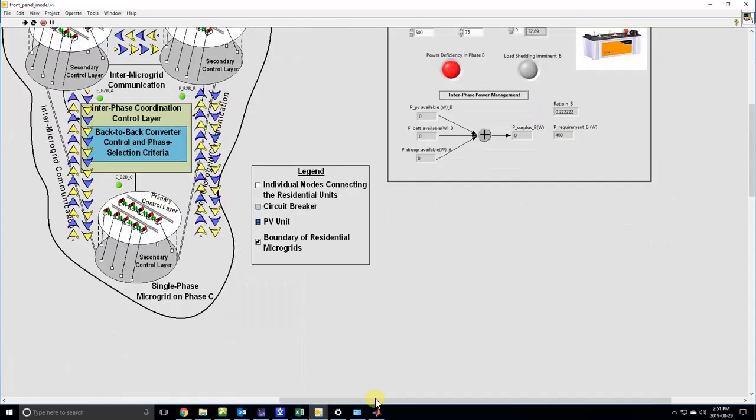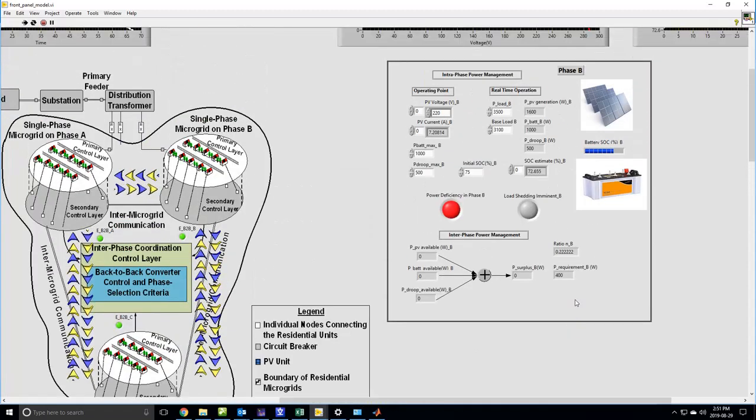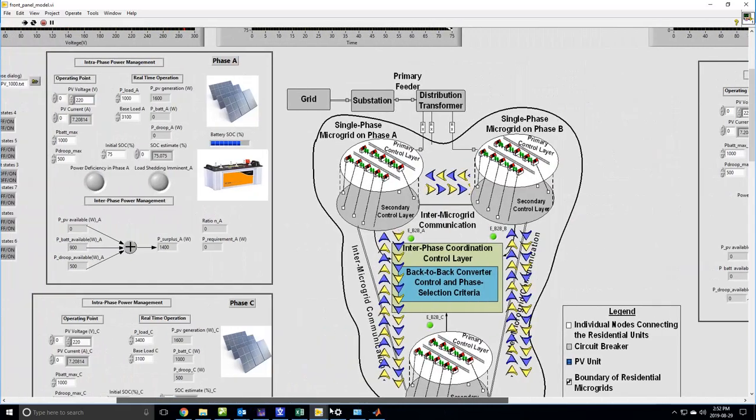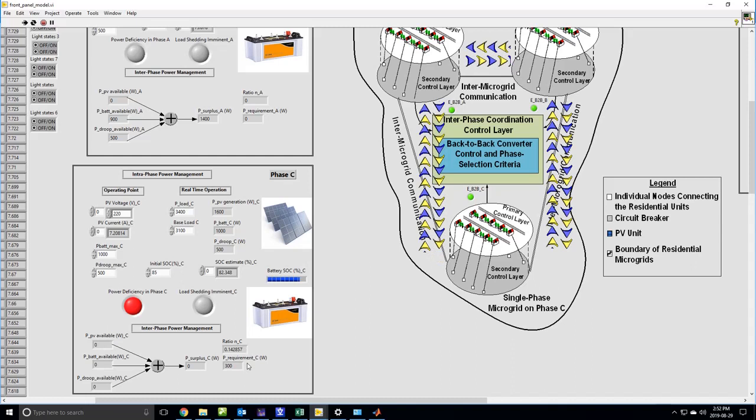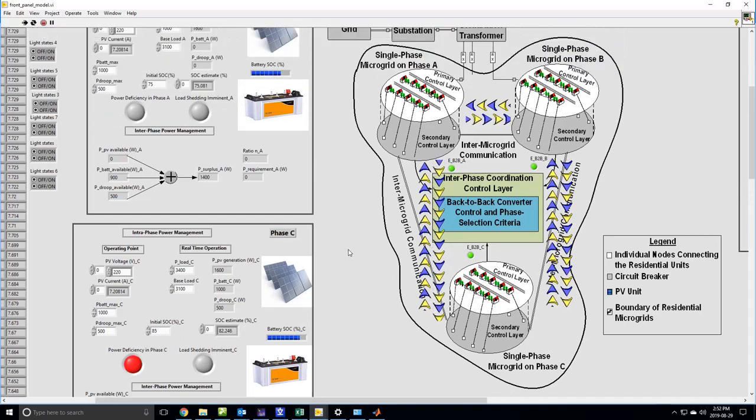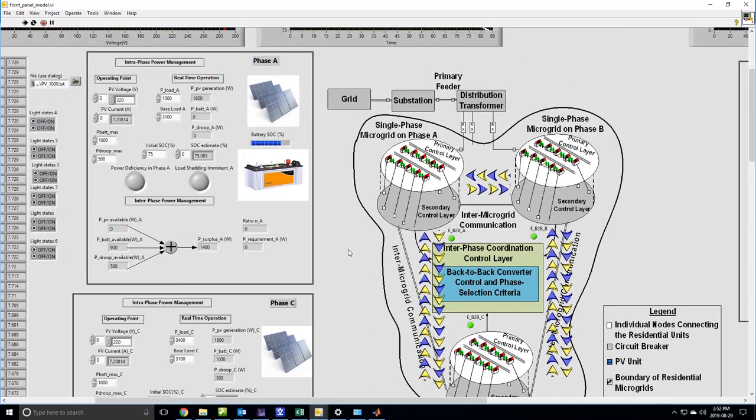Now in phase B, similar scenario, there is a power deficiency, there is 400 watts of power requirement over here. So overall the surplus power has to supply 400 plus 300 watts, that means 700 watts in total. Now considering that there is 700 watts of power to be delivered to the power deficient phases, 500 watt of that power deficiency will come from the PV source, while 100 watt will come from the battery source.